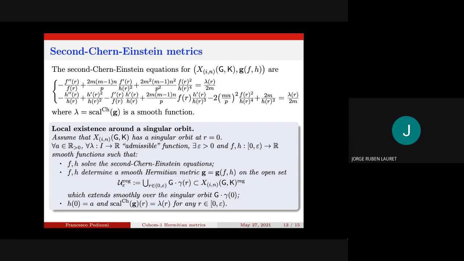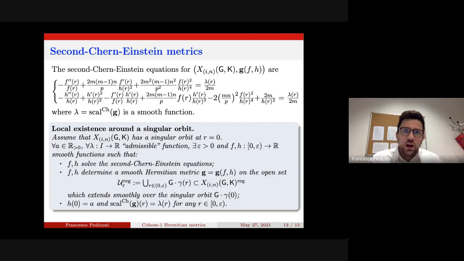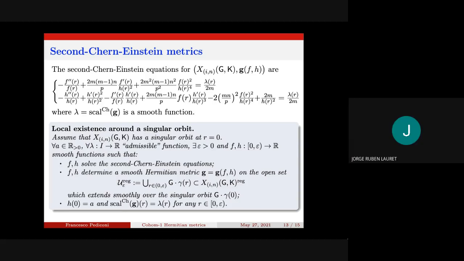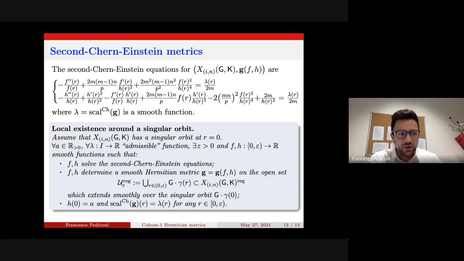So when you say solve, it's also at zero. I mean, on the right, you take the limit, or just for positive r, the equations. So the fact is that these equations are singular at zero, so they are not well defined for r equal to 0. Okay, so solve then is for any positive r. Yeah, for any positive r. Okay. Thanks.